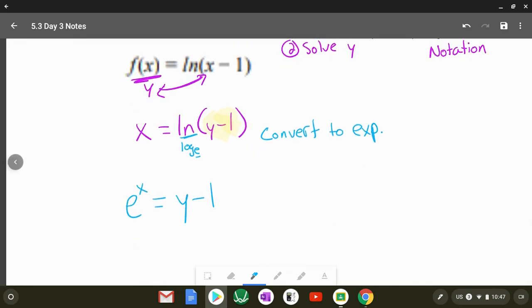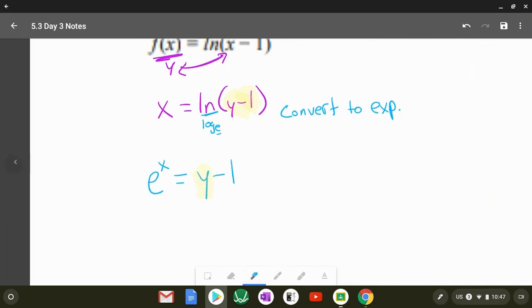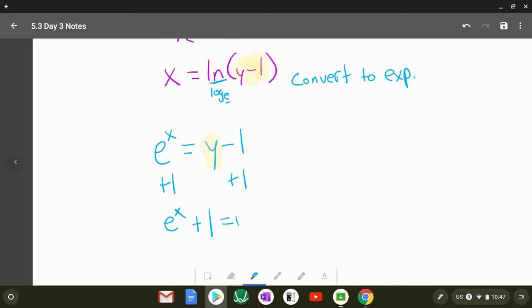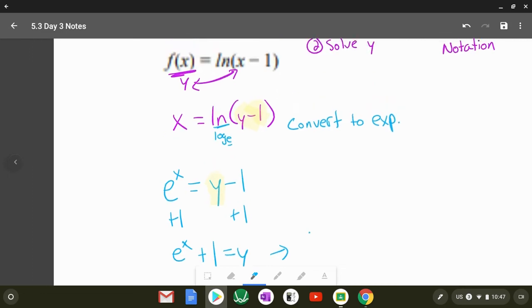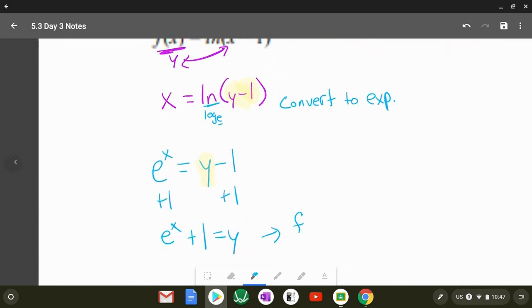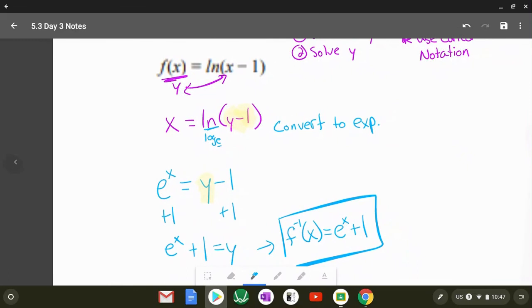But now, again, remember my goal is to just get y by itself. So by converting, now it's just a simple add the 1 over, e to the x plus 1, not in the exponent, equals y. And then make sure you use the proper notation. We used f of x. So f inverse of x equals e to the x plus 1. And that is your inverse of the original f of x function.